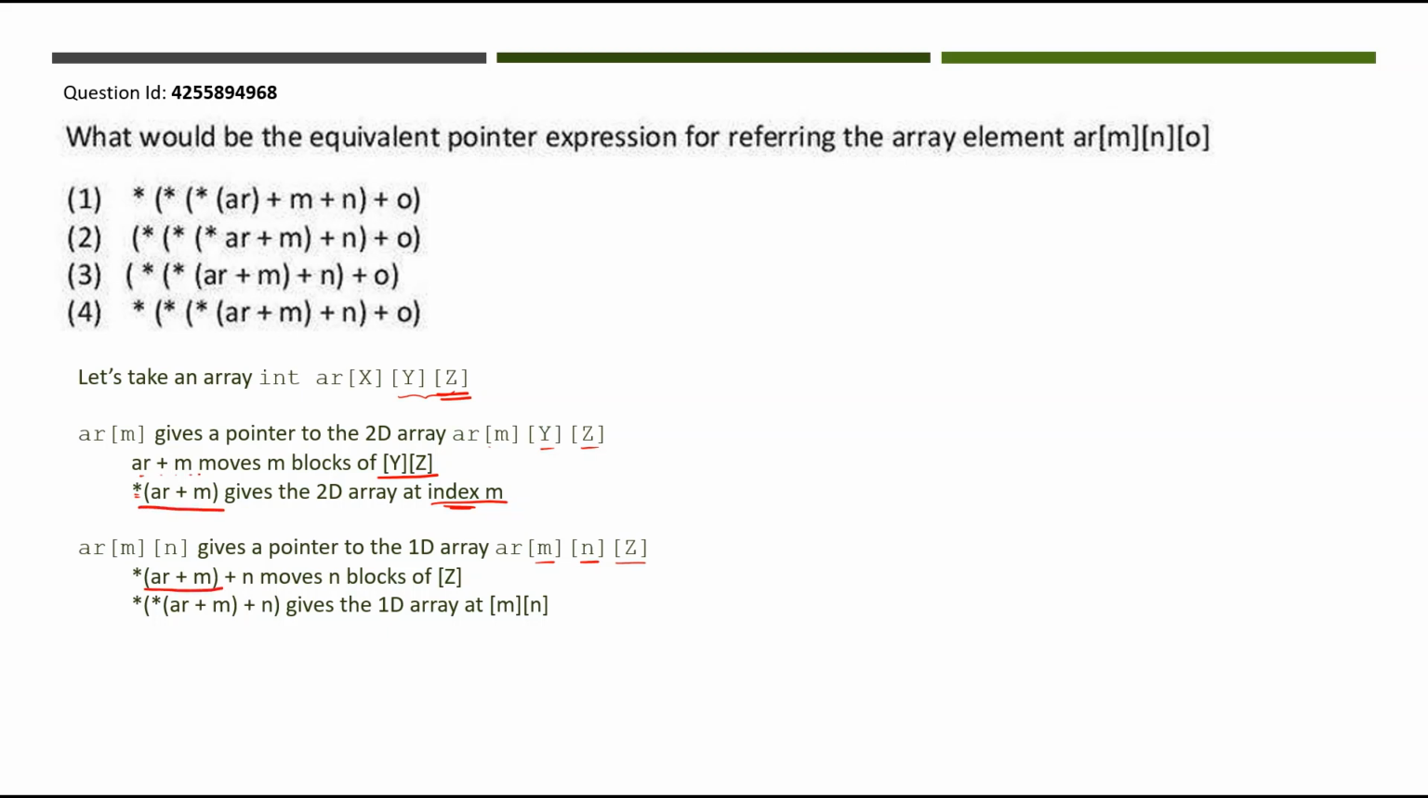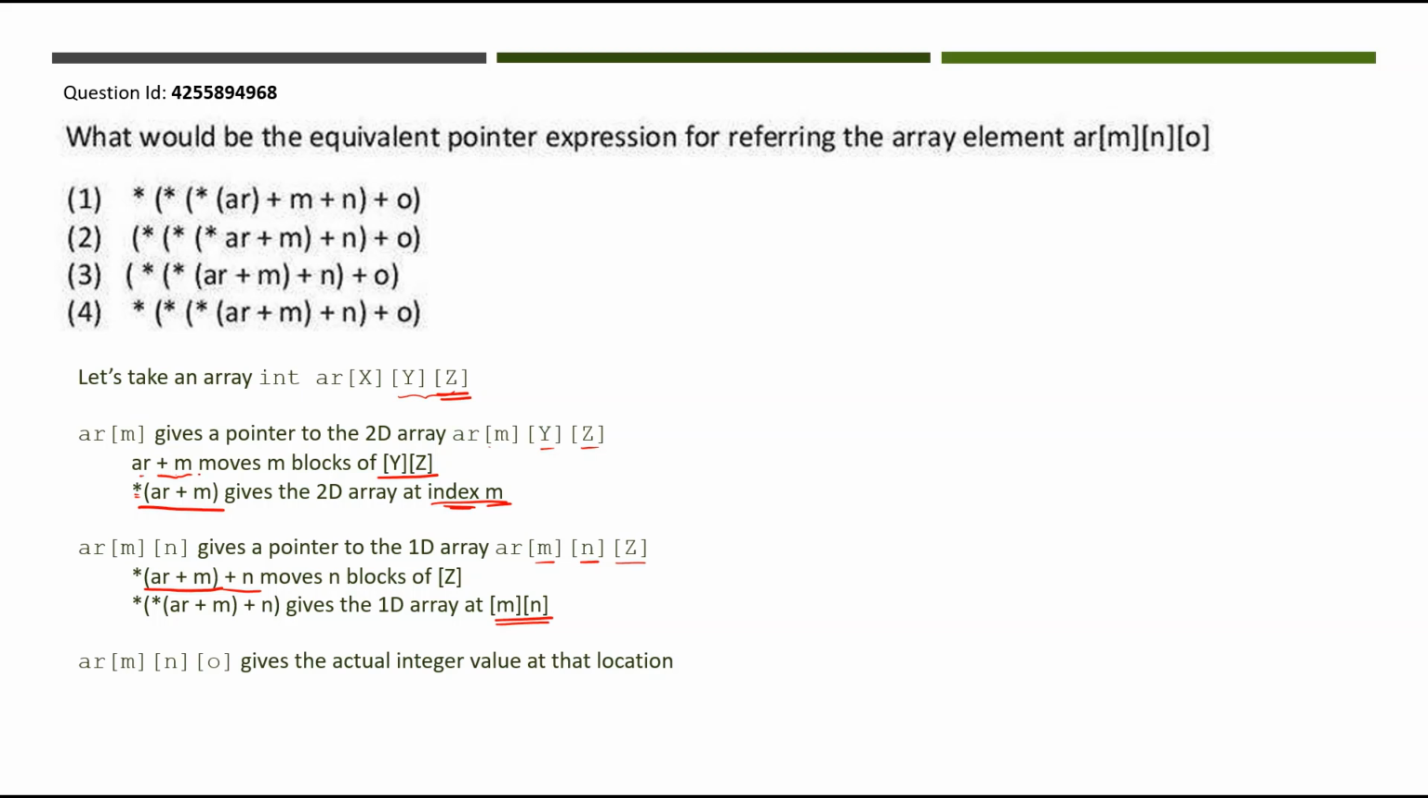So we are taking this as it is. This part is taken plus n, like plus m. Plus n will move n blocks of Z array. But here when you use pointer again with this particular reference, this will give the one dimensional array at mn. Then we have AR of MNO, 3 indices are here, gives the actual integer value at that location.